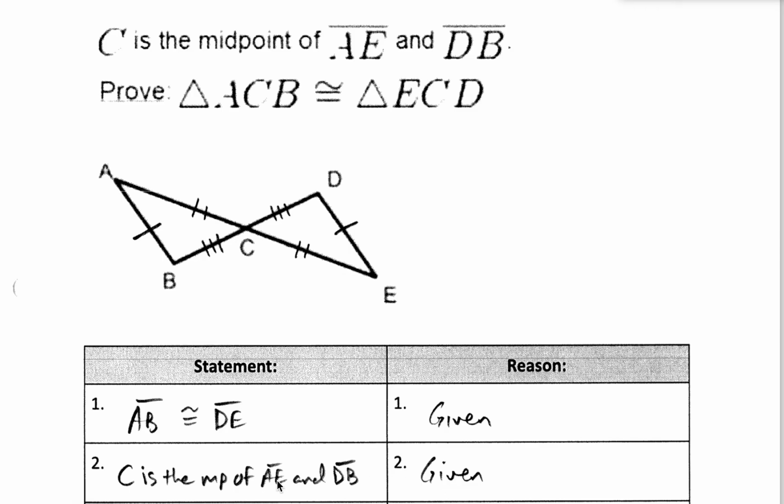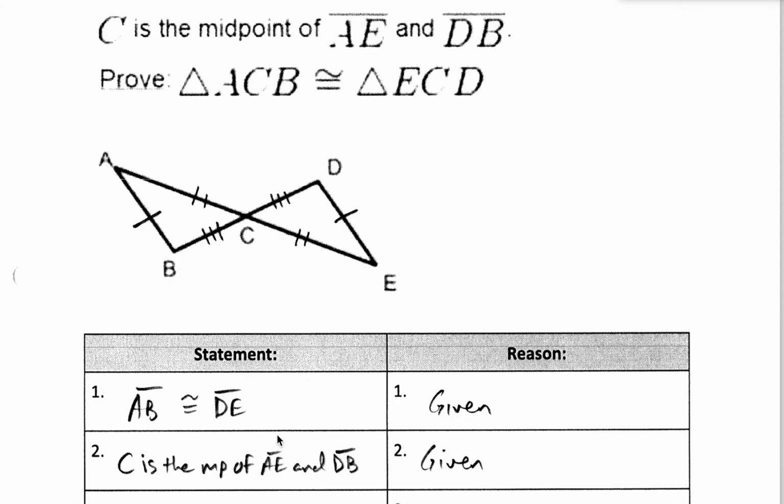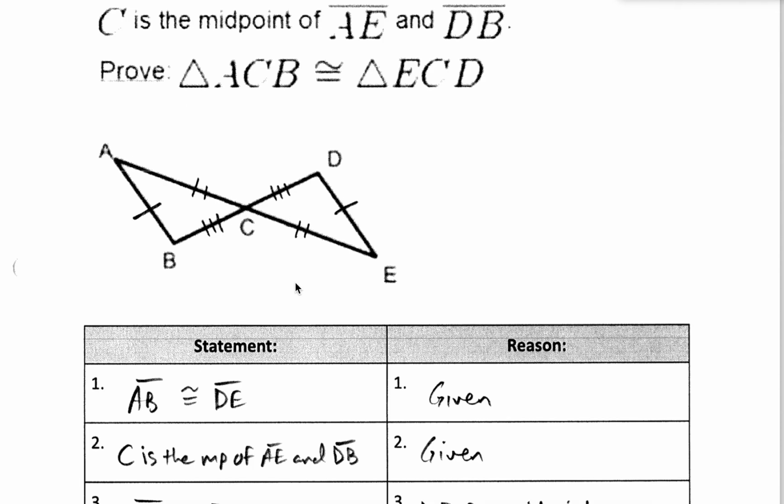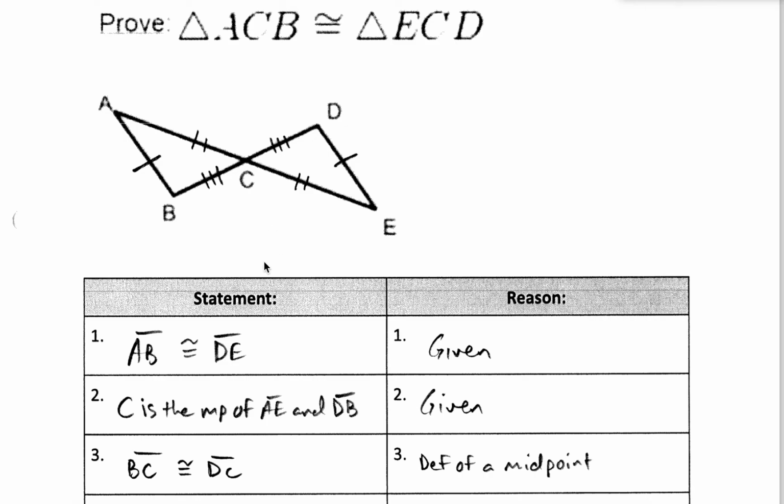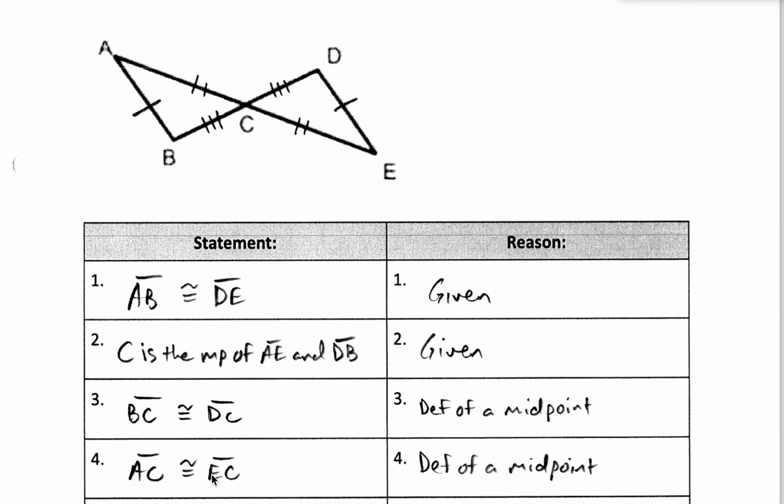It actually allows us to draw two things. We'll take it one step at a time. If C is the midpoint of AE, that must mean that AC and EC, the two halves on either side of the midpoint, must be the same length. So because I marked them as being the same, I got to state it. So we're going to say AC is congruent to EC.